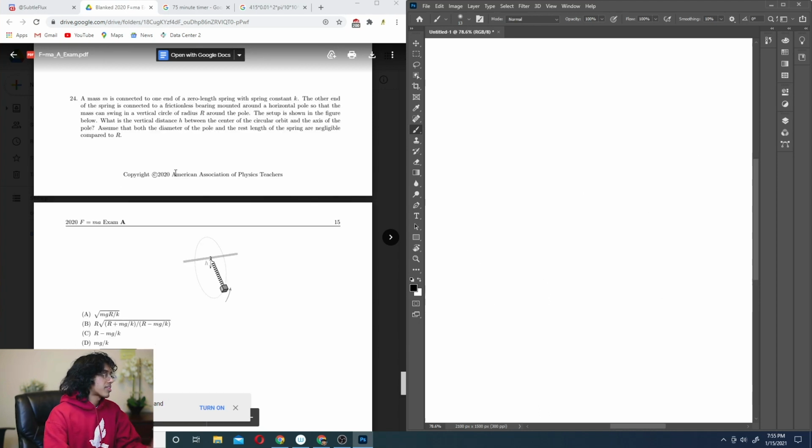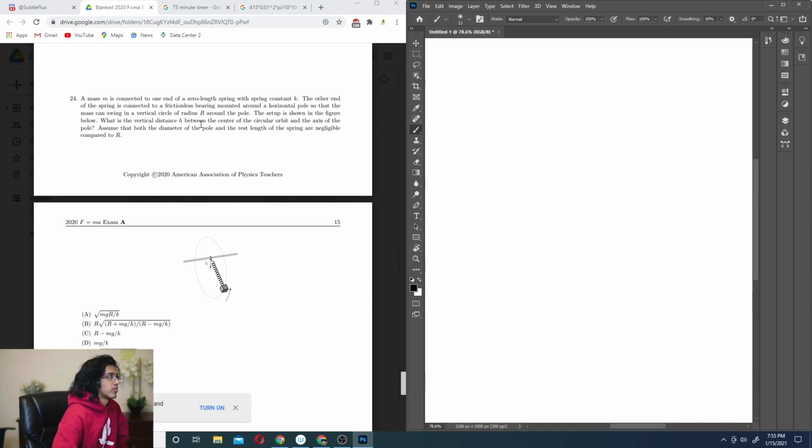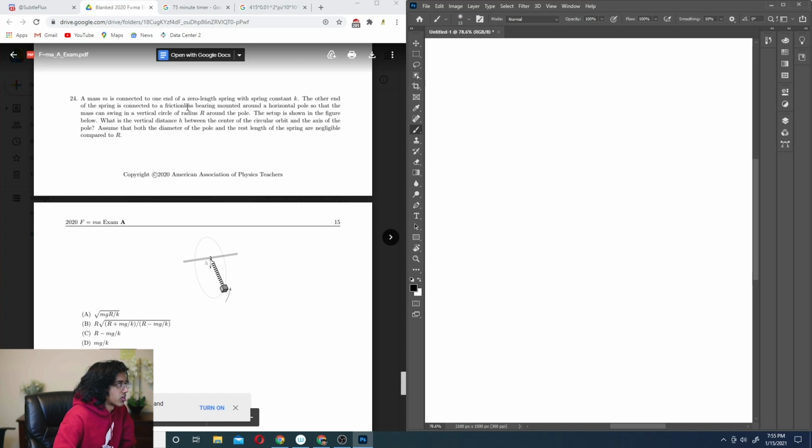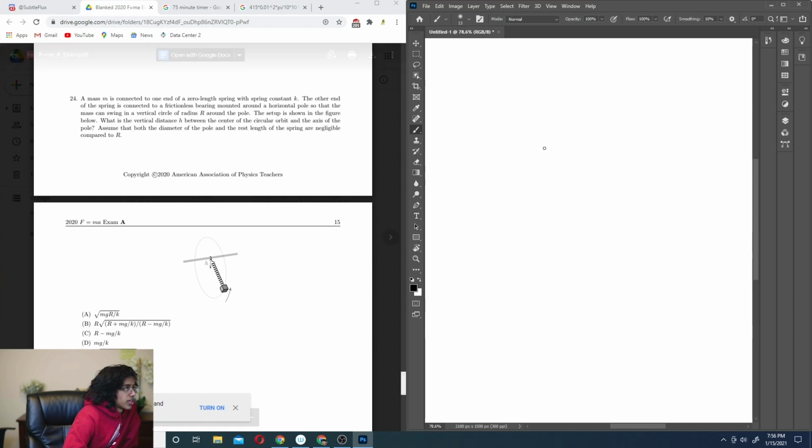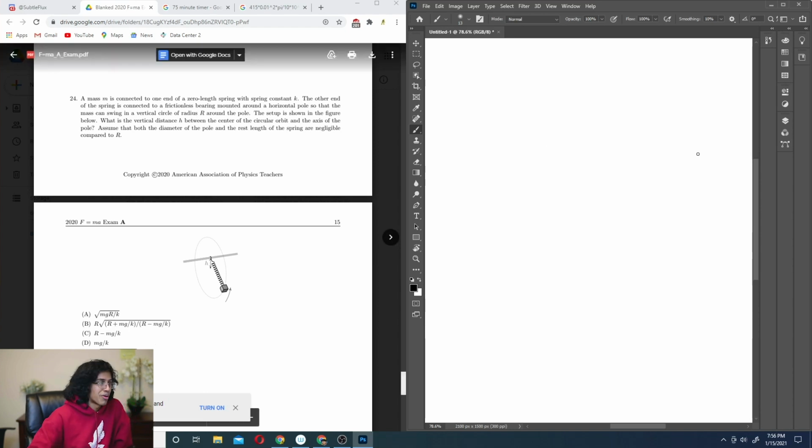24. A mass M is connected to one end of a zero-length spring with a spring constant K. The other end of the mass is connected to a frictionless bearing mounted on a horizontal pole, so that the mass can swing in a vertical circle of radius r. Okay, well, the vertical distance between the center of the circular orbit and the axis of the pole. Okay, I just remember that I had no idea how to do this during the actual thing, and I did not get it right. So hopefully we can do something different this time.